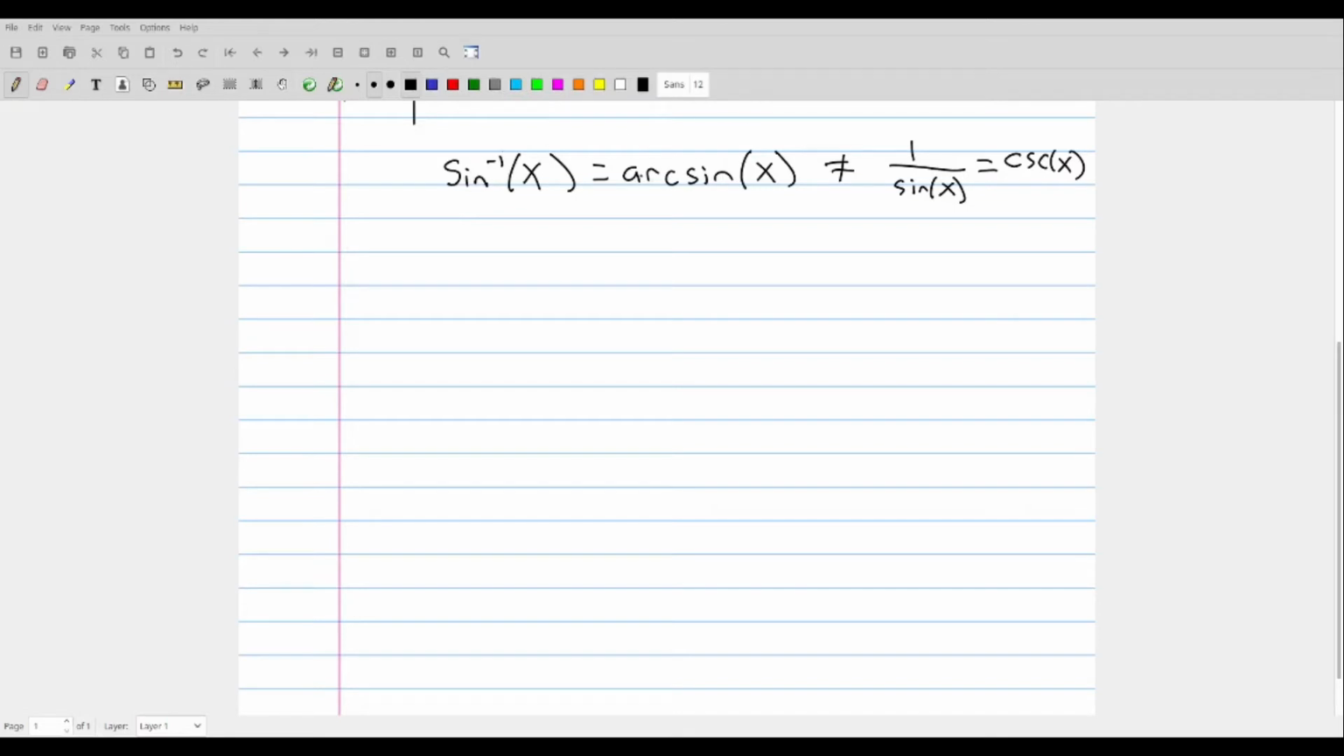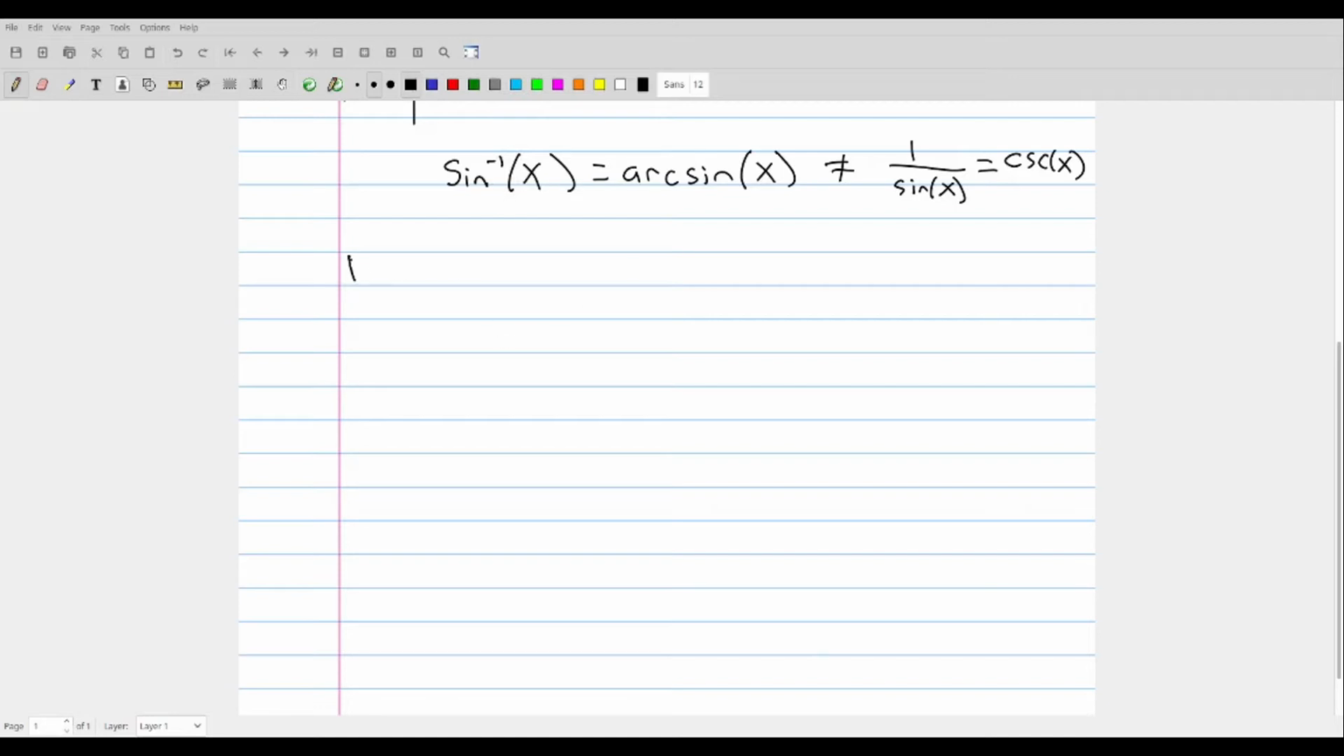I think it's a better notation to use the arc notation, because this clearly indicates that this is a new function and a different function. It's not the same thing as 1 over sine of x. Even if you see this notation in any math book that you might read, 1 over sine of x is not the same thing as sine negative 1 of x. This does not mean raised to the negative 1 power.